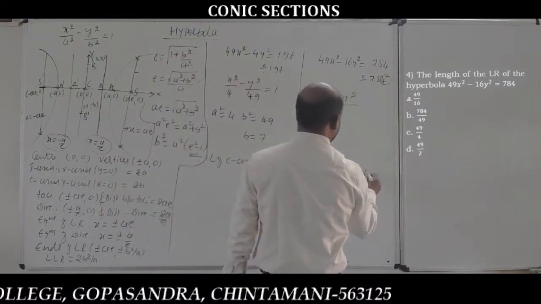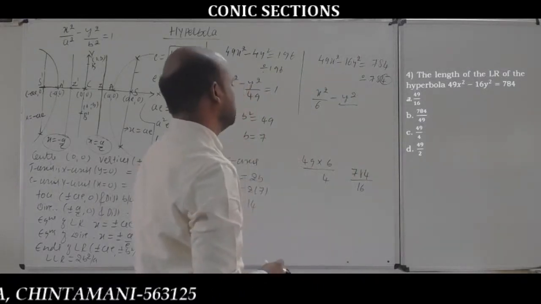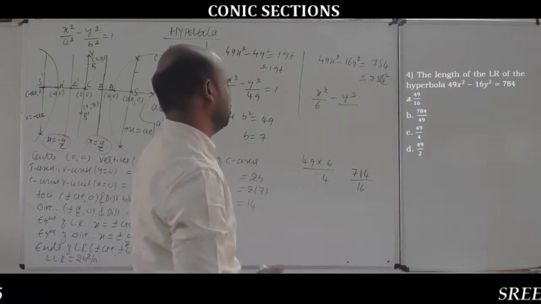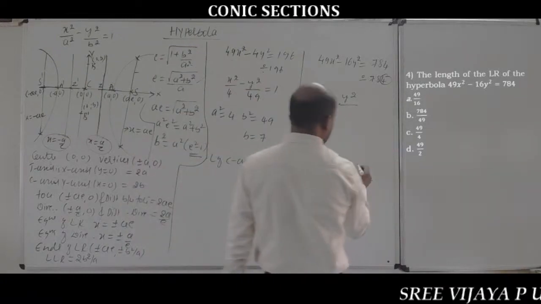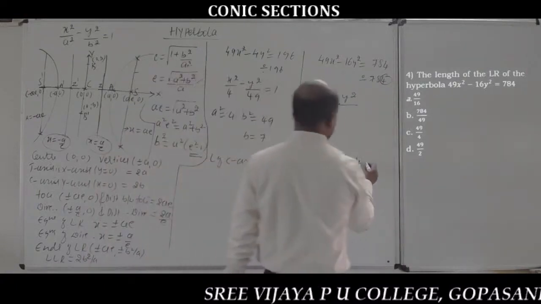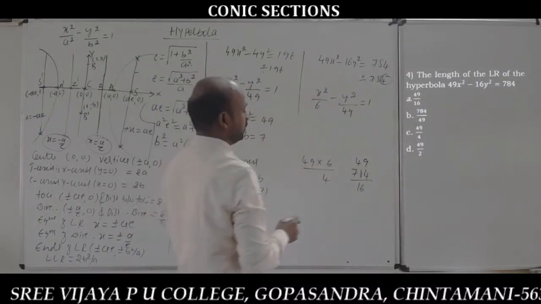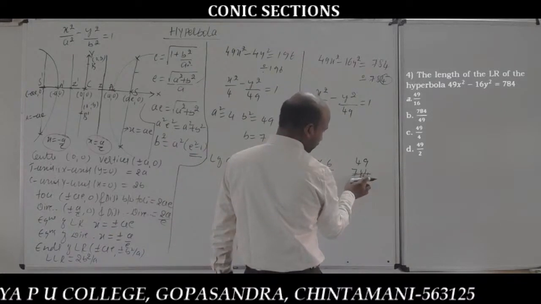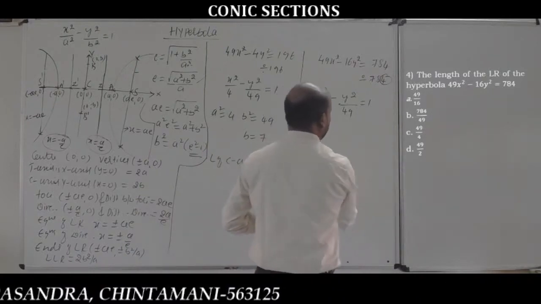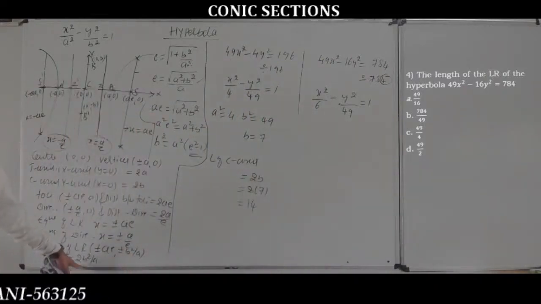784 divided by 16. Okay, 16 4s are 64, 16 5s are 80. 64, that is 14 and 9 comes. Right, 144, 16 9s are 144. This is 49 equals 1. Okay, 16 4s are 64, taking that, 14 remains. 144, 16 9s are 144. Okay, this is the hyperbola. So we have to find the length of latus rectum of the hyperbola and the ellipse.